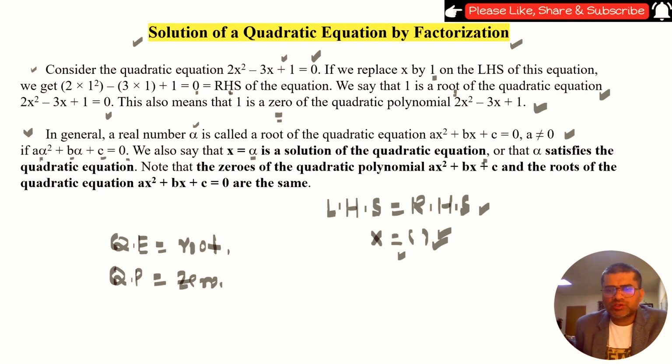It means, if we put x is equal to alpha in the given equation and this value of x, that is alpha, is satisfying the given quadratic equation, it means alpha is the root of the given quadratic equation, and in the form of polynomial we can say alpha is the 0 of the given quadratic polynomial. I hope you understand the solution, and we will see one example on this topic.